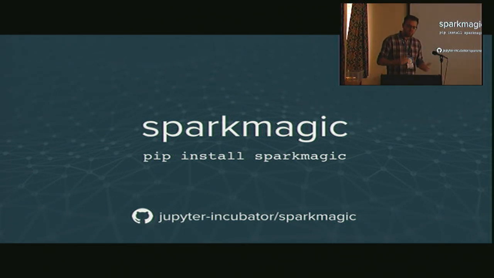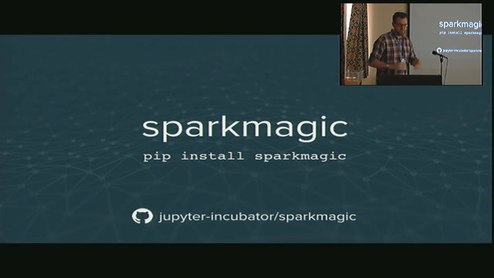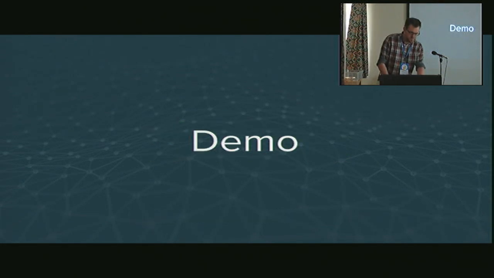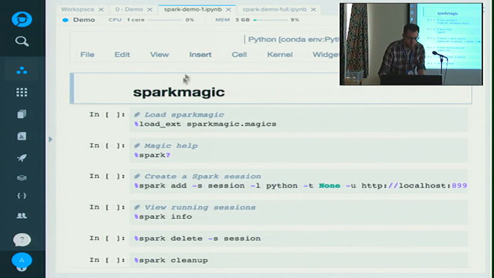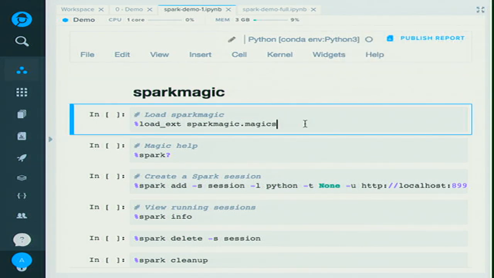But the core of what I'm talking about today is using this really fantastic utility that some guys have written called SparkMagic. You can just install this through pip so that it's available in your Jupyter notebook. There's a GitHub page. But with that, I'm going to go straight to my demo, which I have here in a notebook. Can everyone see that all right? Cool.